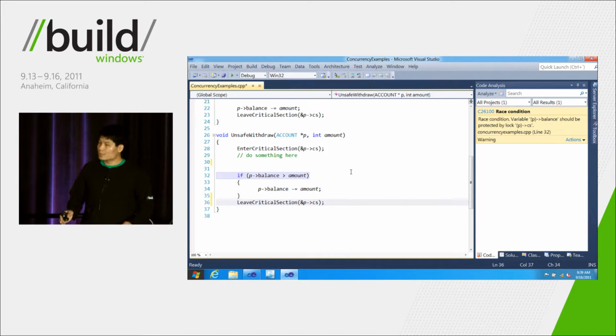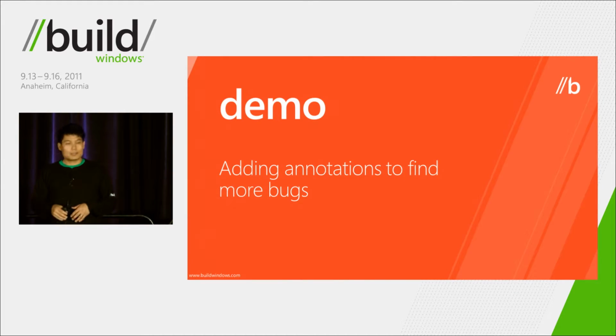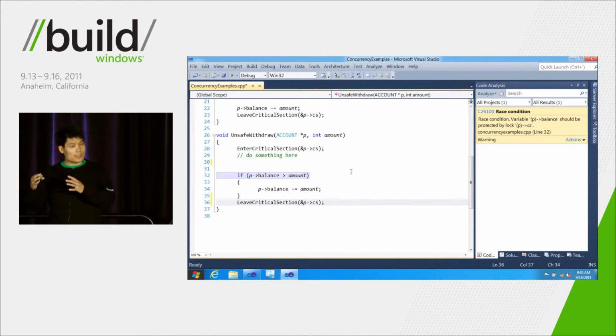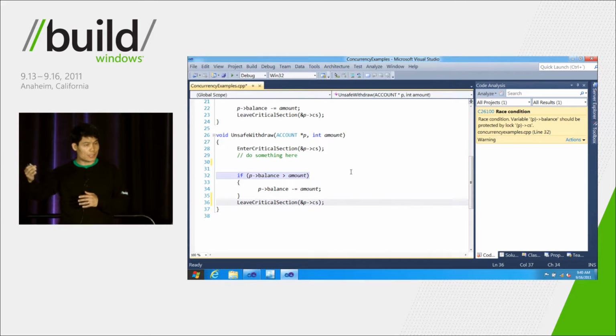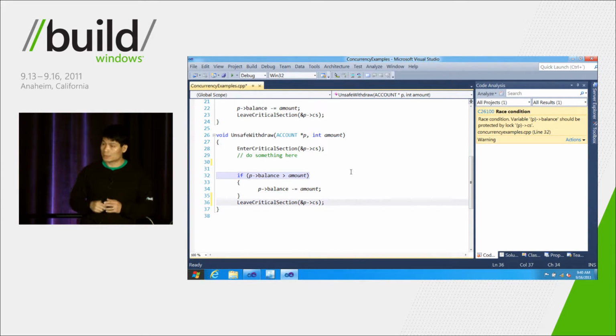And also, we showed you that we started using the tool out of the box without any annotations. And the analyzer is actually sophisticated enough to find a certain class of defects out of the box. And as you start adding more annotations, you will get more coverage, and it will be able to find more issues for you. Back to demo.